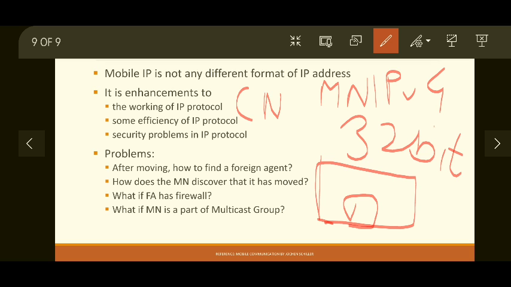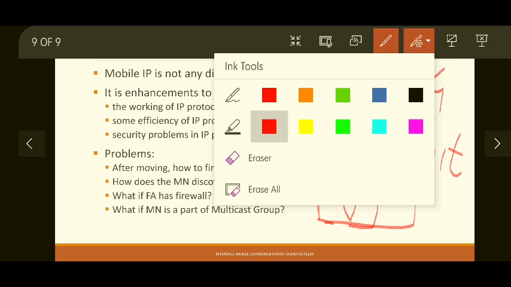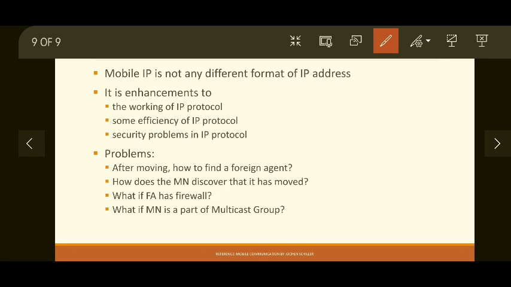So that is an important security aspect. The correspondent node will never know the location of the mobile node because it is kept invisible from the correspondent node. So no tracking is possible in the case of mobile IP also. Mobile IP is just a mechanism, not any different standard. It's not a different format of any kind of packet. It's just a mechanism to improve the delivery of packets to the mobile nodes.